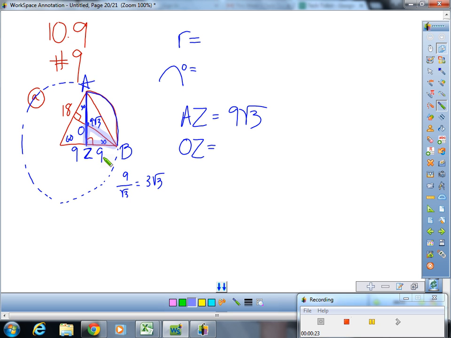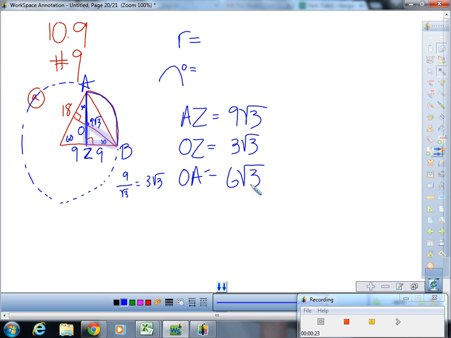I went from 9 and I divided by radical 3. So OZ is 3 radical 3. So then what is OA, our radius? It's 6 radical 3. So now we know our radius is 6 radical 3. Our central angle is not 60 degrees. Our angle is this thing. Do you guys understand that? 120. And so to find that, I'd have to go, this is 30, and this is 30. This is a 120 degree arc.